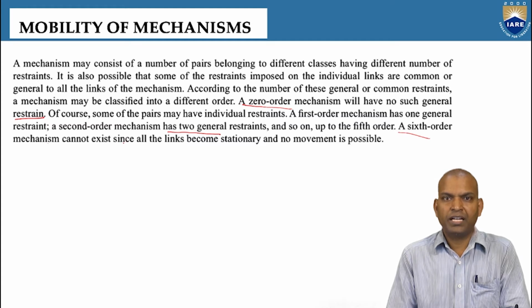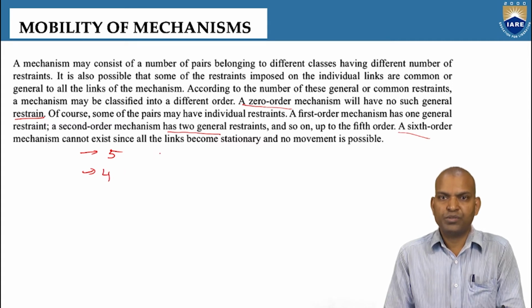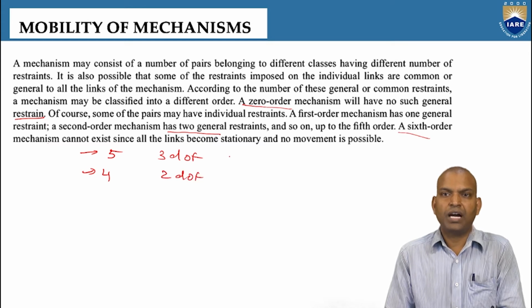In a first order mechanism, there is one general restraint. So for a first order mechanism, what is the degrees of freedom? One restraint means 5 degrees of freedom. Second order, 6 minus 2, is 4 degrees of freedom. Third order, 6 minus 3, is a 3 degrees of freedom system. Fourth order is a 2 degrees of freedom system. Fifth order is a single degree of freedom system.